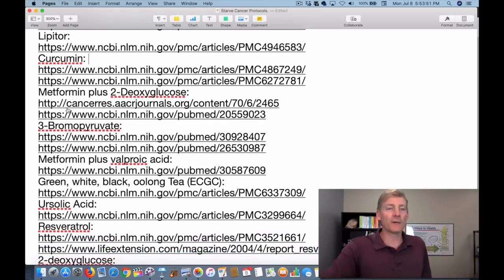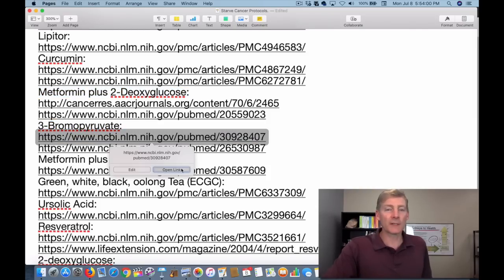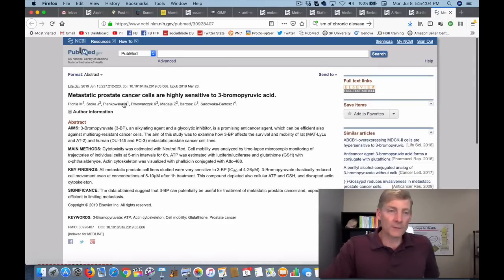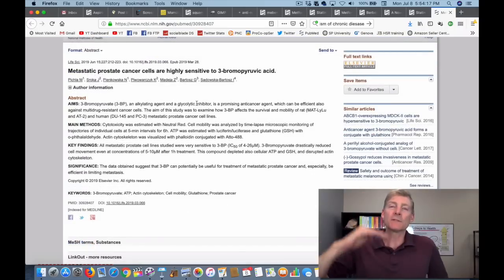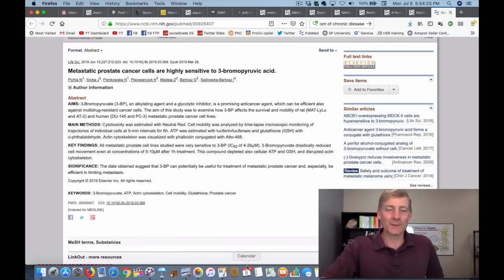All right, now here we have a sample of metformin plus another medication. Here we have another medication right here, 3-bromopyruvate. Let's click on that and see what that says. Metastatic prostate cancer cells are highly sensitive to 3-bromopyruvic acid. It suppresses sugar. It says it is a promising anti-cancer agent. All right, how cool is that?